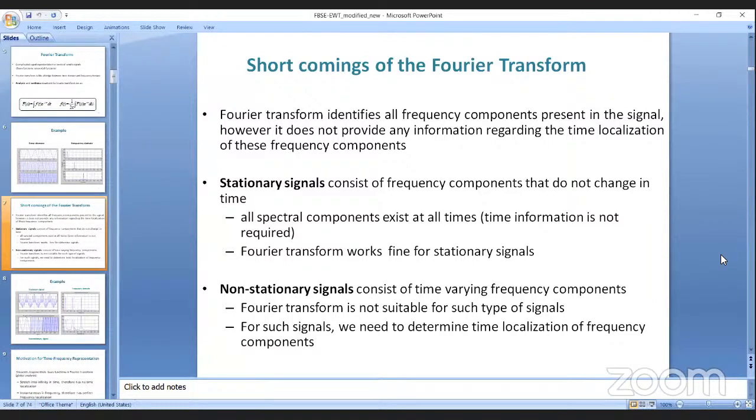And non-stationary signals include time-varying frequency components. So Fourier transform is not suitable for such kinds of signals. For such signals, we need to determine the time localization of frequency components. That is one of the motivations for including time information in the Fourier transform, so that it will be suitable for non-stationary signals.